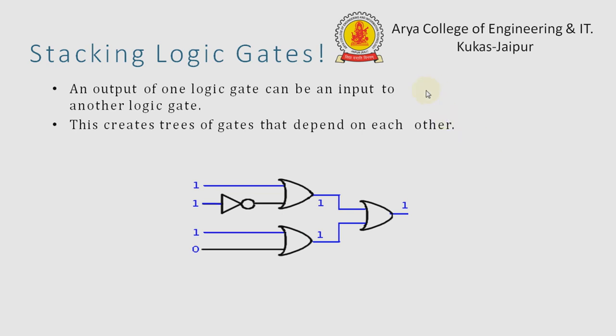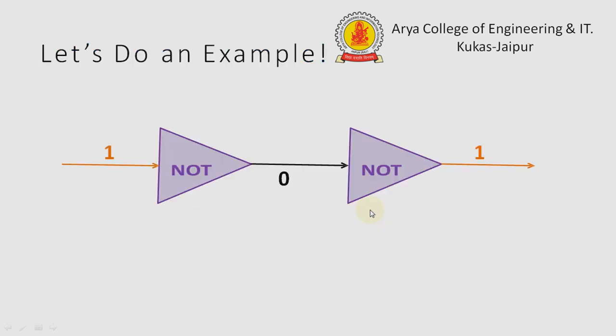So, cascading logic gates. An output of a logic gate can be an input to another logic gate. This creates trees of gates that depend on each other. That means to say the output of this gate is applied at the input of this gate, and here the outputs of both these gates are applied as the input of this gate. So let's do an example.